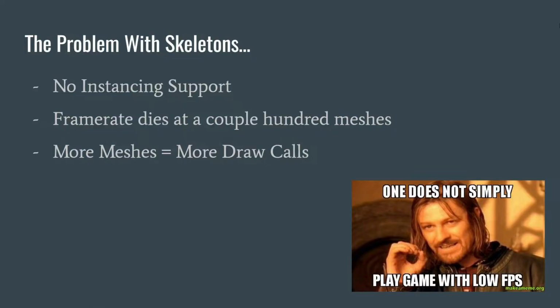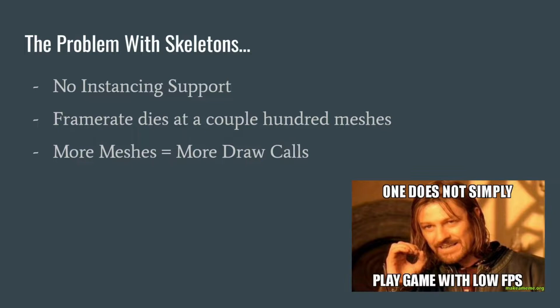So to begin solving this problem, I asked myself, okay, well, what's the problem with skeletons? Because I tried skeletons to begin with. I tried just animating a regular skeletal mesh, and I found out that the frame rate would usually die at about a couple hundred meshes, which, if we're wanting to hit 60,000, is far below what we are aiming for.